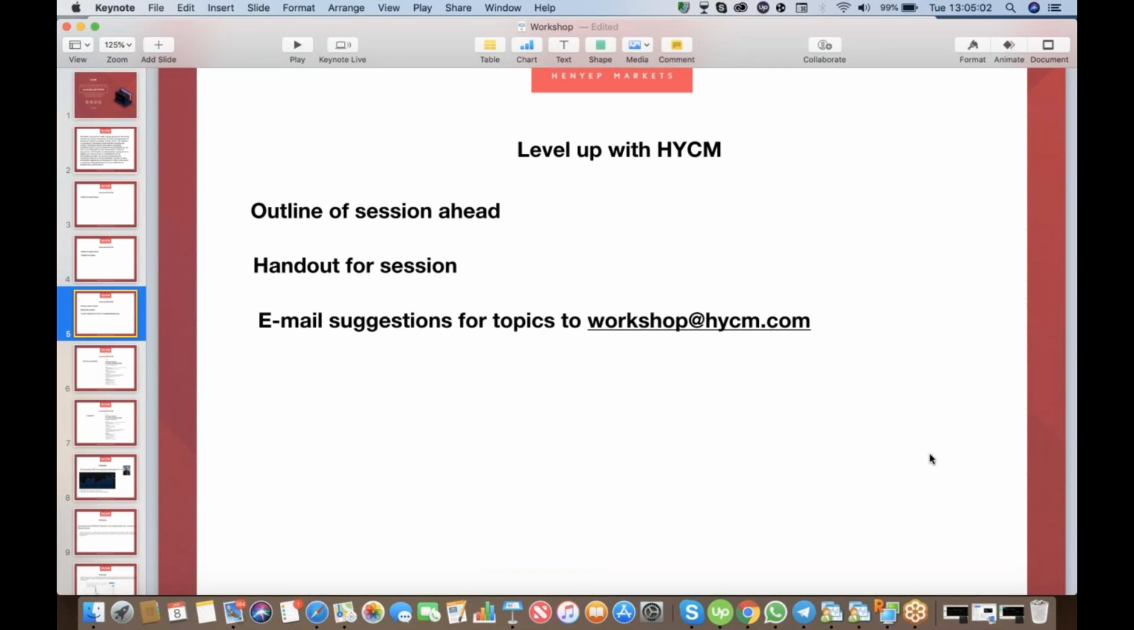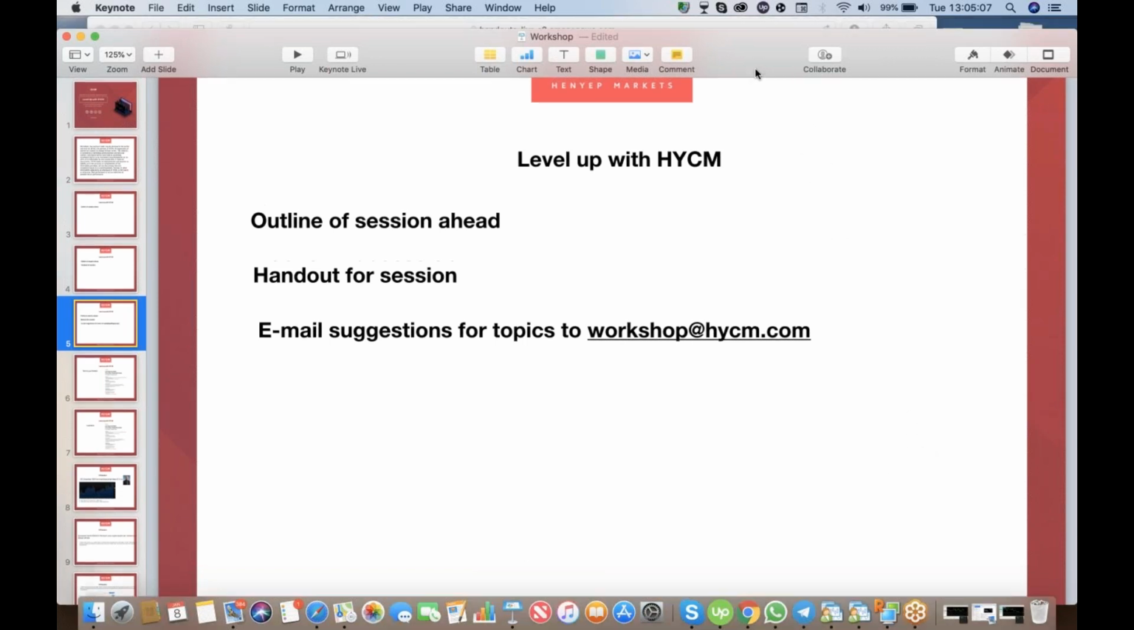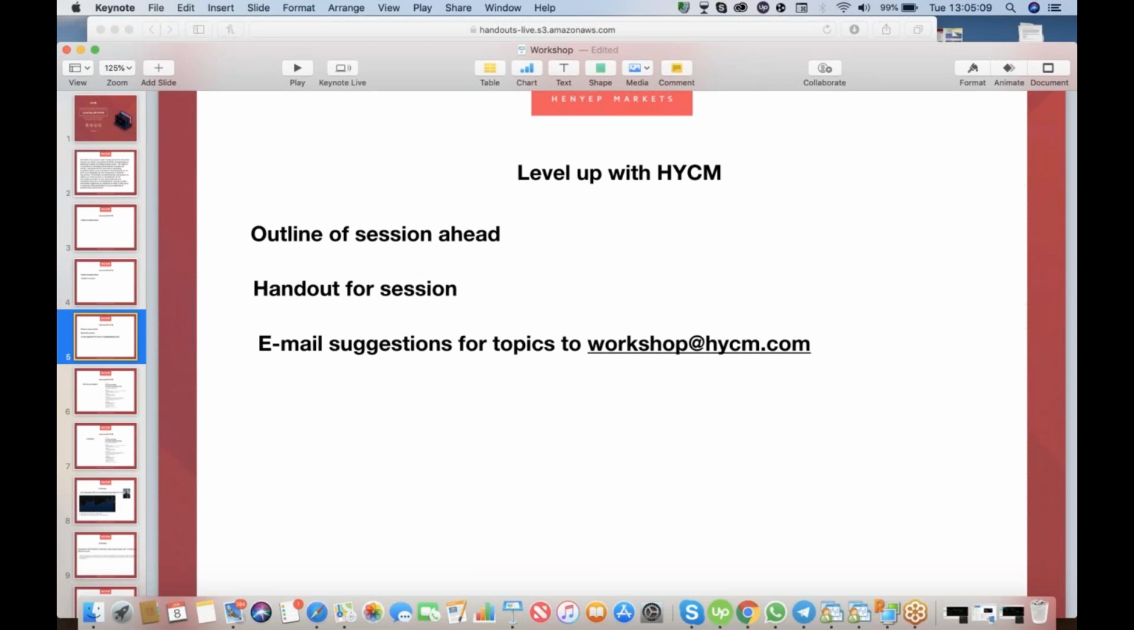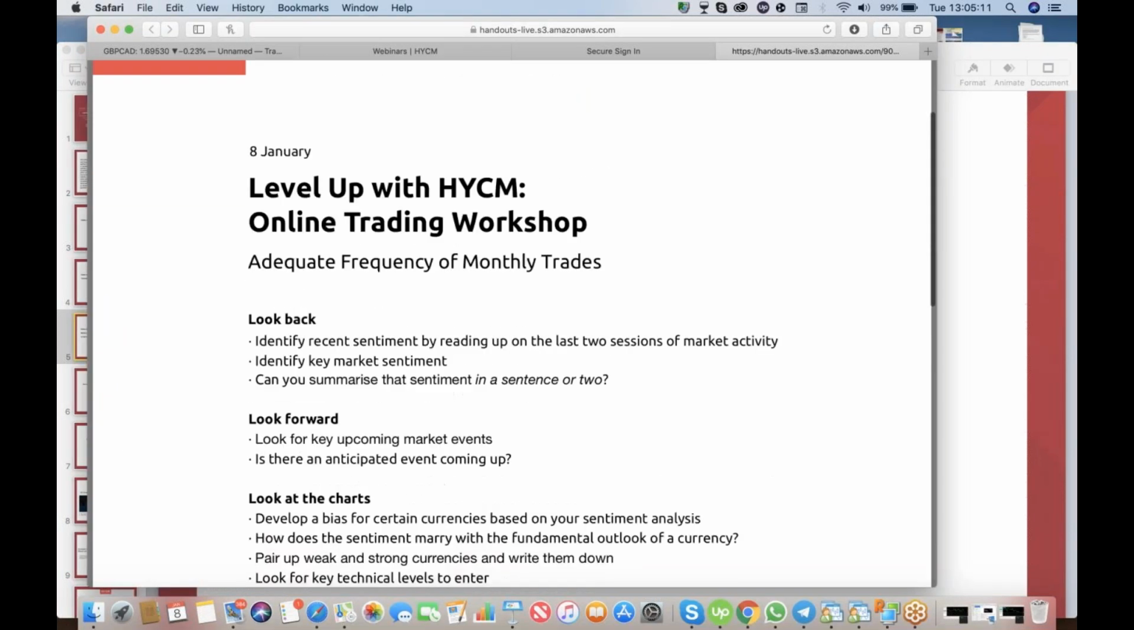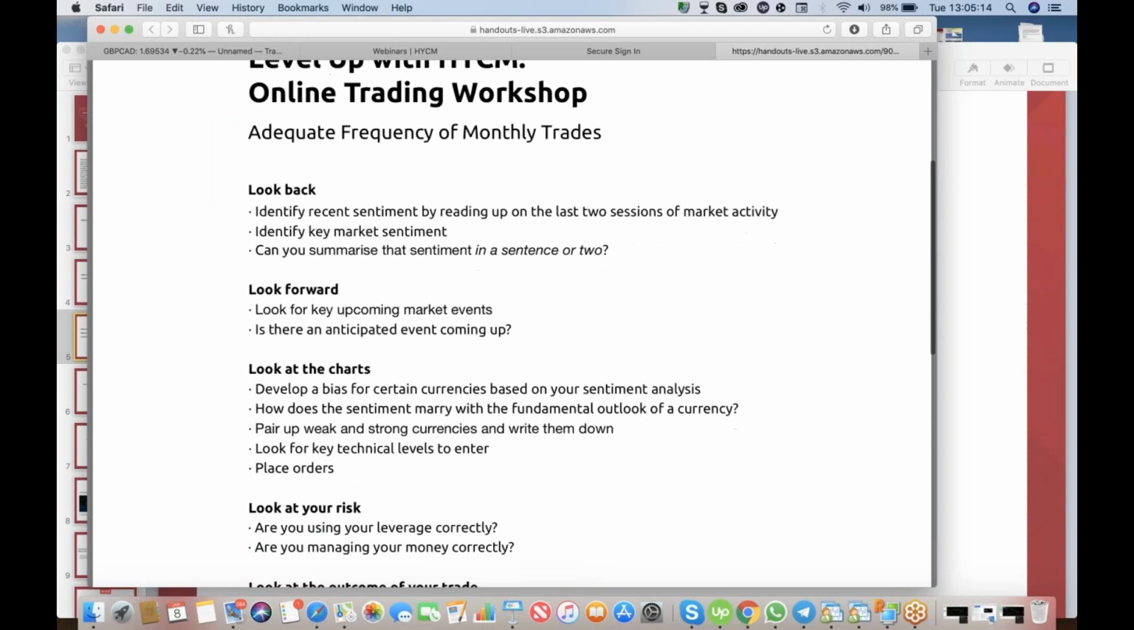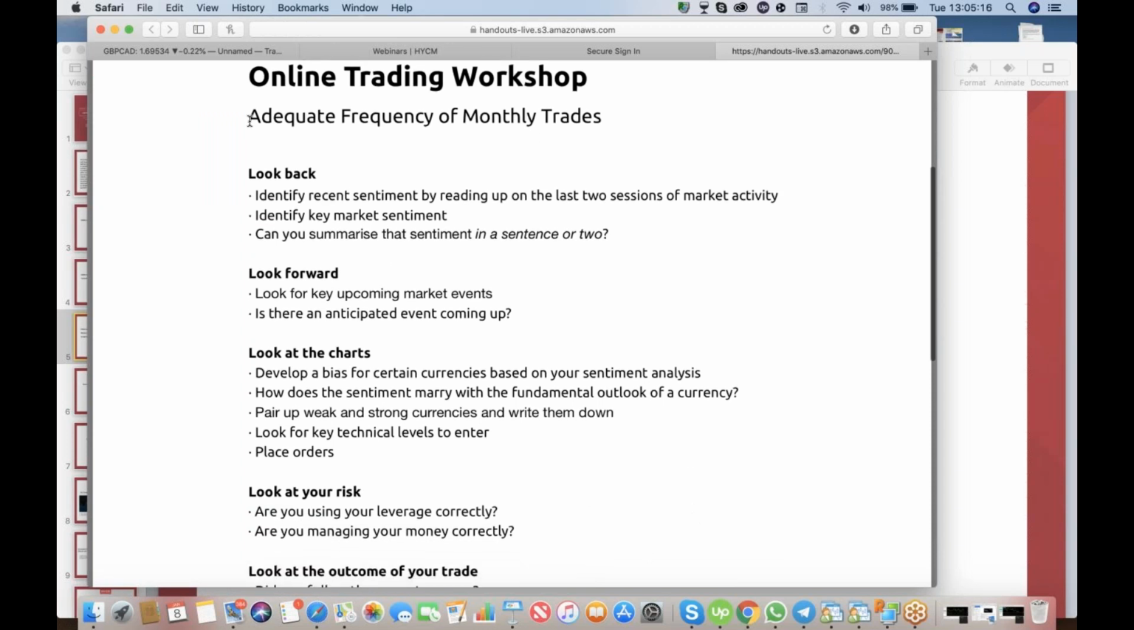So without further ado, if you all open up your workshop guide, it's underneath the handout section, and you should have it looking like this. Level Up Online Trading Workshop. That's the special topic we're doing, adequate frequency of monthly trades. And we're going to be starting by looking back. Okay.